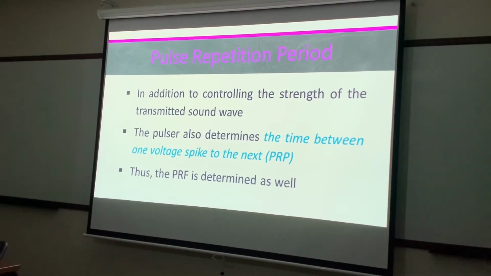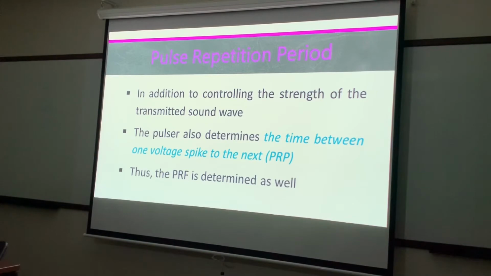In addition to controlling the strength, we already talked about how the pulsar controls the strength of the sound. When the signal vibrates more forcefully, we're going to get a stronger signal. When it vibrates the PZT gently, we're going to get a much lower signal. That's how it affects the strength of our sound beam. But the pulse repetition period. So, go ahead.